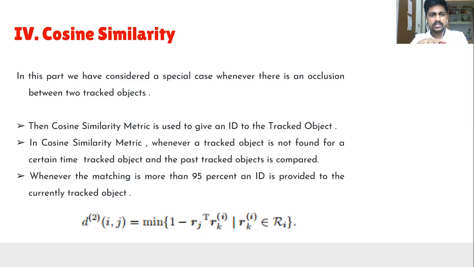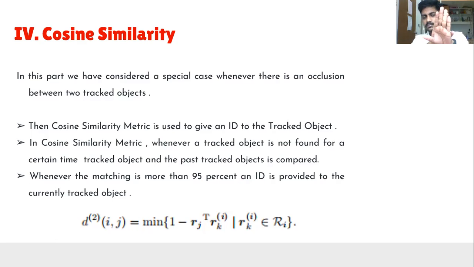So for that we now use the cosine similarity. The cosine similarity is used to give an ID to the tracked object. Whenever there is a scenario of occlusion, we use the cosine similarity, and we give a buffer time of 600 seconds. ID1 is coming over here and ID2 is here. ID2 is in front and ID1 is behind. But now the model can predict only ID2 and could not see ID1. To overcome the issue of occlusion, we gave 600 seconds as buffer time. Until 600 seconds, ID1 will be kept in the buffer.